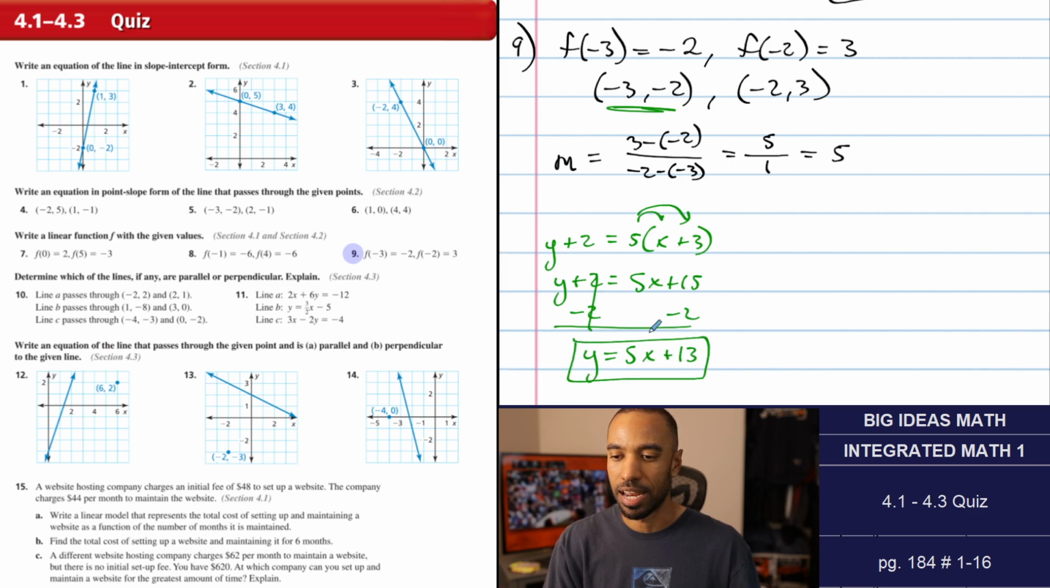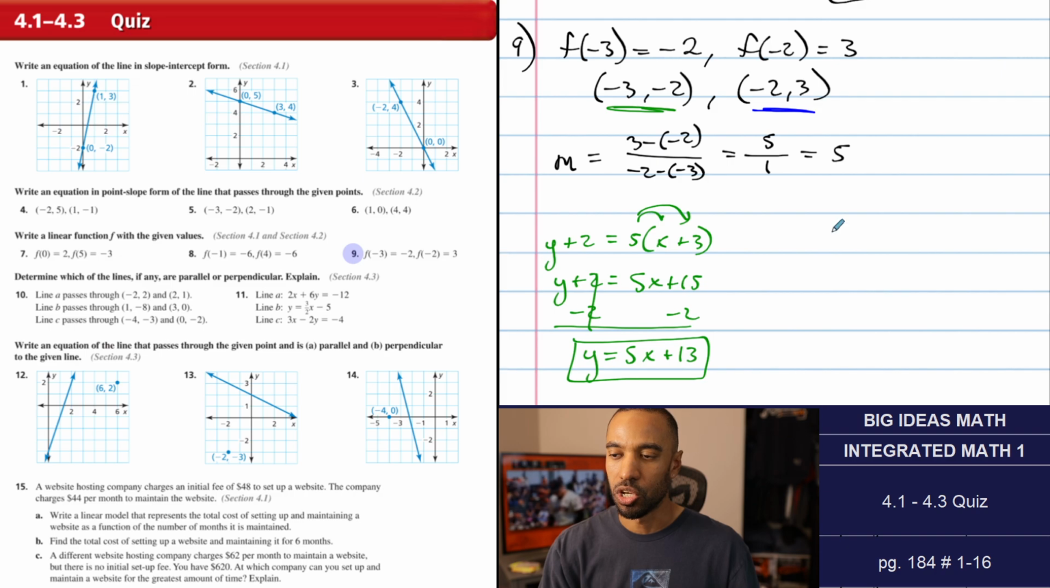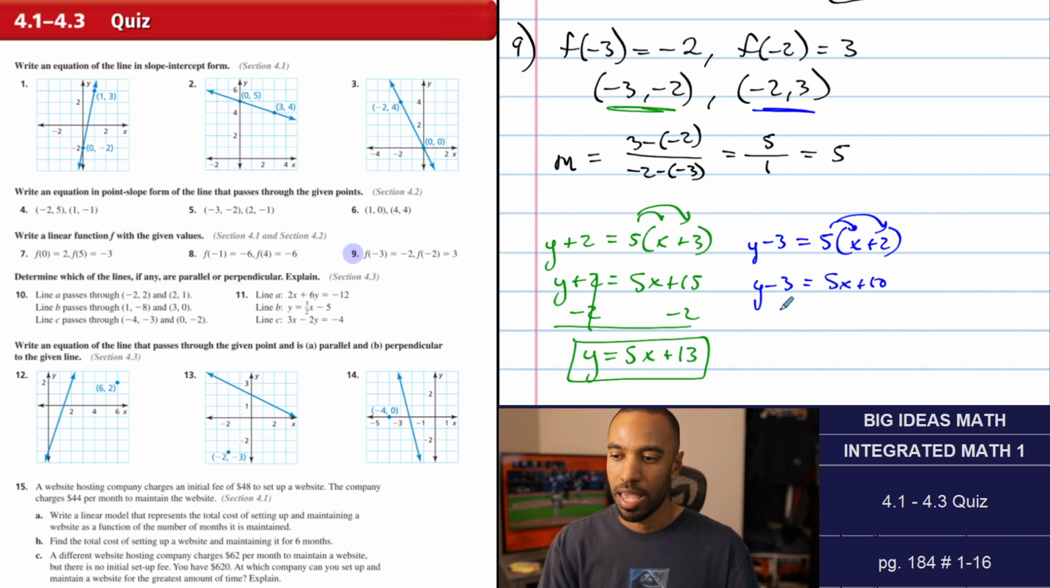Here's a way we can get that answer. I will write function notation at the end, but there's that. Option number 2, use these 2 points. I got y minus y1 equals m times x minus x1. If I distribute the 5 this time, I get y minus 3 equals 5x plus 10. And now I add 3 to both sides, and 10 plus 3 is still 13. So I still get the same answer there.